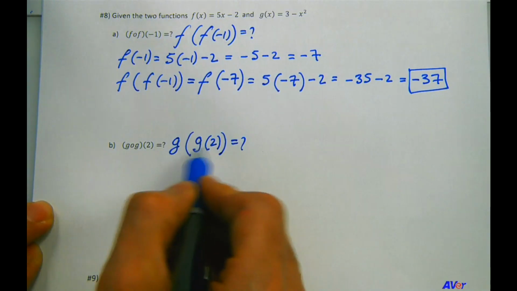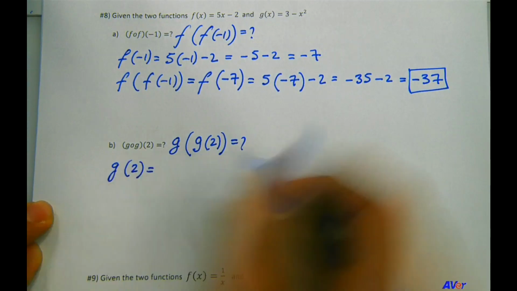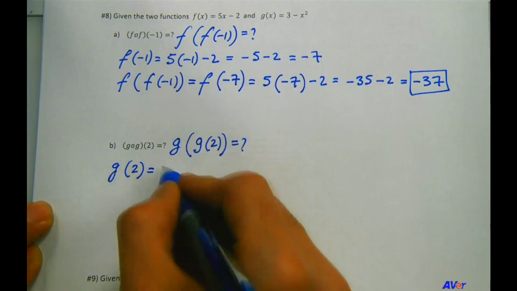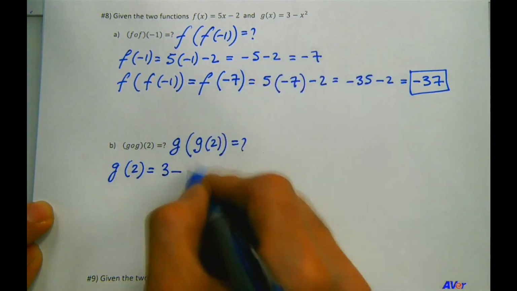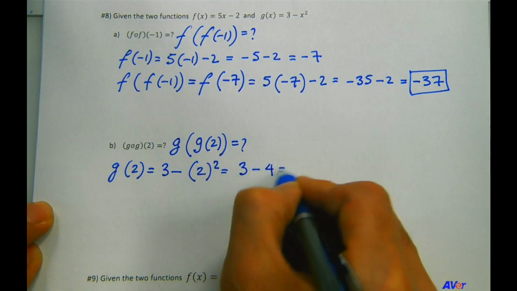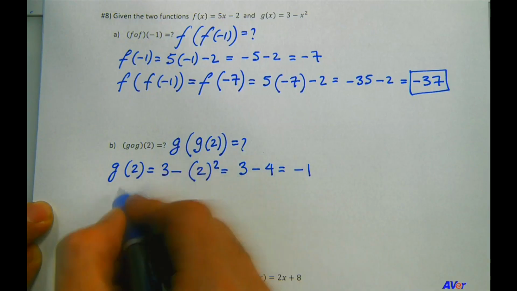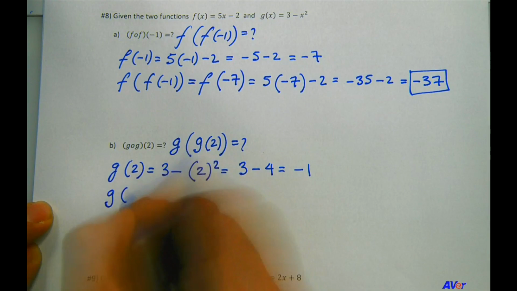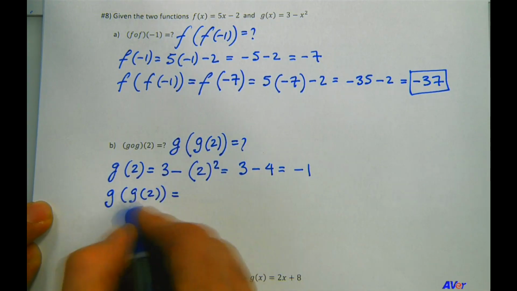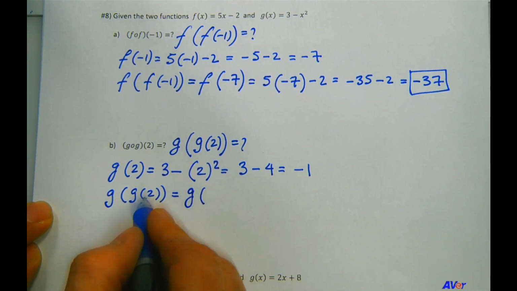So let's find the function g at 2 first. G at 2 is equal to, this is our function right here, 3 minus 2 squared, which would be 3 minus 4, that's equal to negative 1. So therefore, let me write this down. The composition of g with itself at 2 is equal to g of, we already calculated this piece, negative 1.